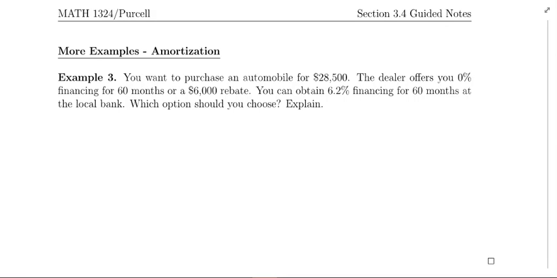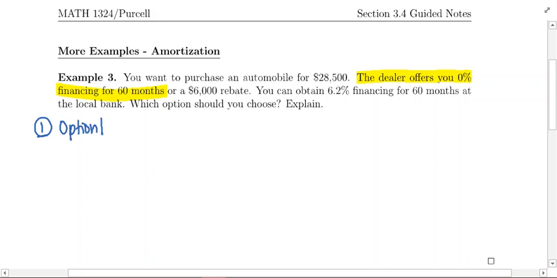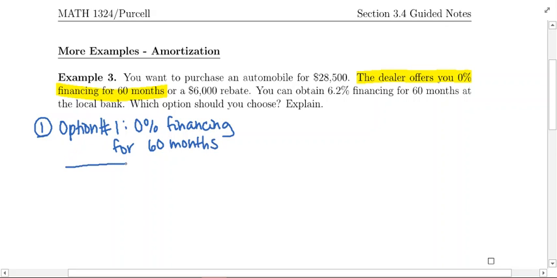All right, so let's go ahead and look at the first deal, deal number 1. I'll highlight those details in yellow. The dealer offers you 0% financing for 60 months. So option number 1 is 0% financing for 60 months. Let's talk about what this whole idea of 0% financing means.